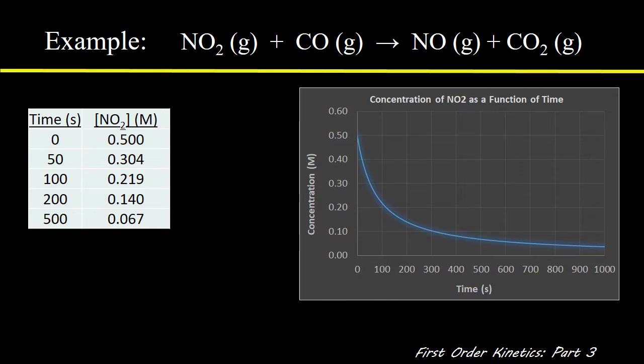Remember that first order reactions have a constant half-life. Second order reactions do not. So if we look at the half-life for this reaction, we start with a concentration of 0.5 molar. One half-life would be the time required to get to 0.25 molar, and that looks like maybe about 75 or 80 seconds. Then we look at the next half-life, the time to go from 0.25 to 0.125.